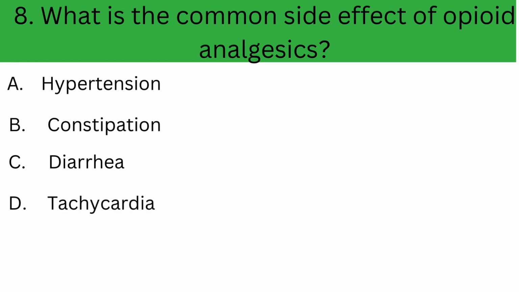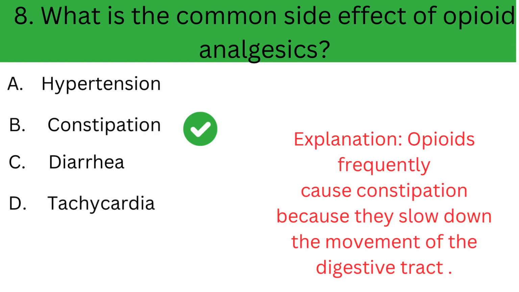8. What is the common side effect of opioid analgesics? A. Hypertension. B. Constipation. C. Diarrhea. D. Tachycardia. Answer. B. Constipation. Explanation. Opioids frequently cause constipation.